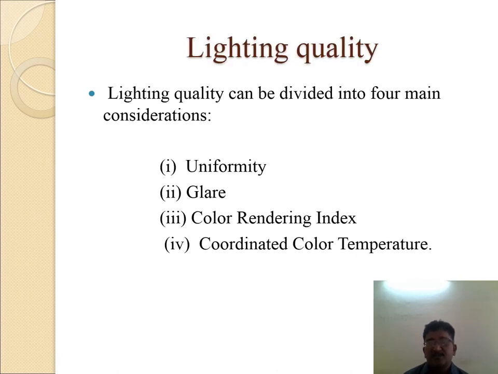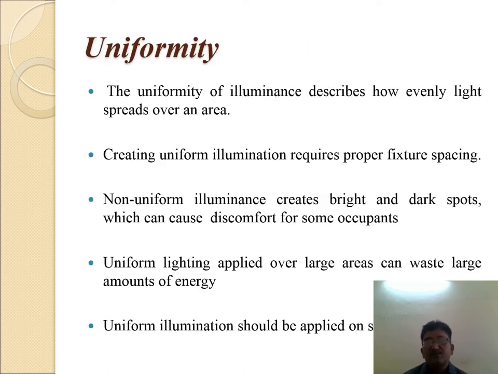Lighting quality is divided into four main considerations: first, uniformity; second, glare; third, the color rendering index; and fourth, the correlated color temperature. Regarding uniformity, it describes how evenly the light is spread in a particular area. Creating uniform illumination is achieved by proper fixture spacing, and non-uniform illumination creates bright and dark spots which can cause discomfort for some occupants. A uniform lighting applied over a large area can waste a large amount of energy, so uniform illumination should be applied to a particular task.